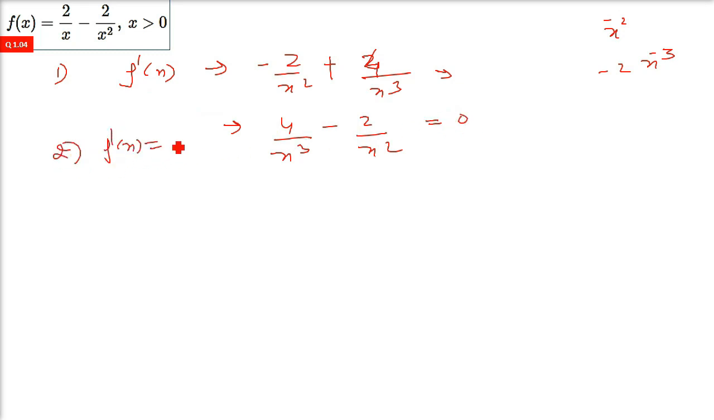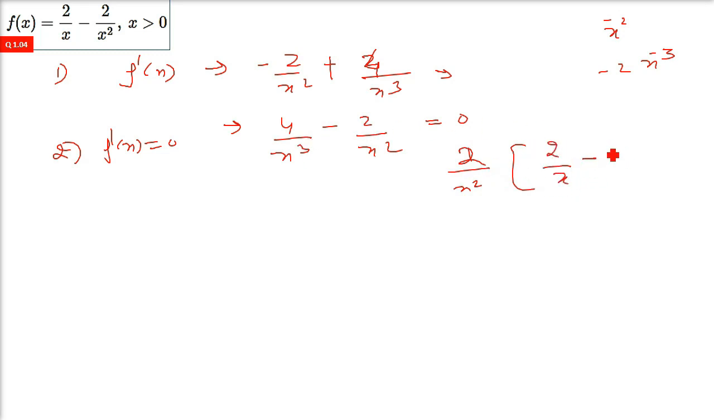Second thing is f dash x has to be placed as 0. When you place this as 0, you will get the critical points. But what do you see here? X square is already there in the denominator. Why not take the x square outside? 2 by x square can be taken outside. So this is 2 by x square, and this is 2 by x inside.